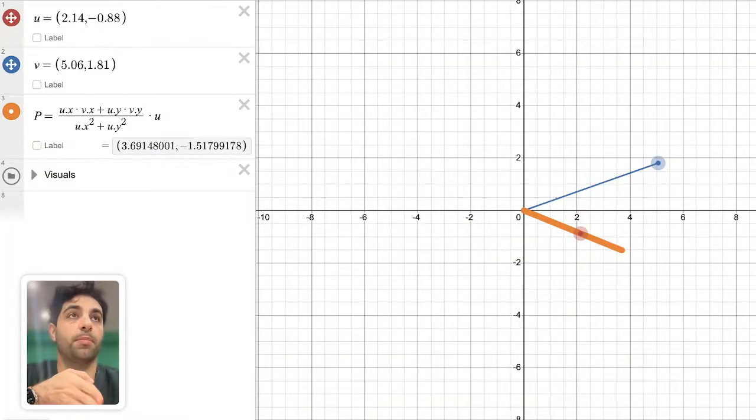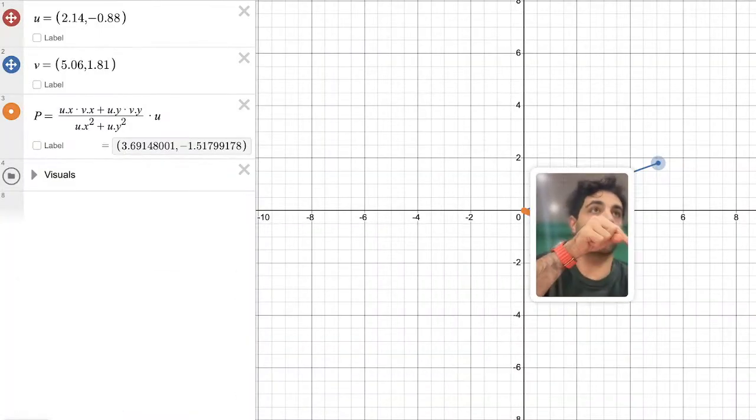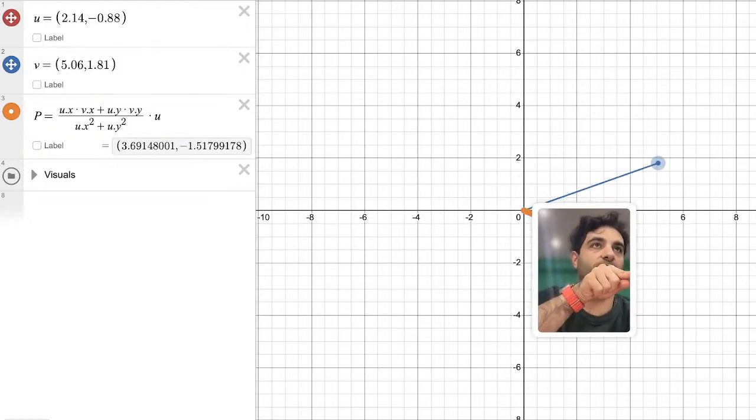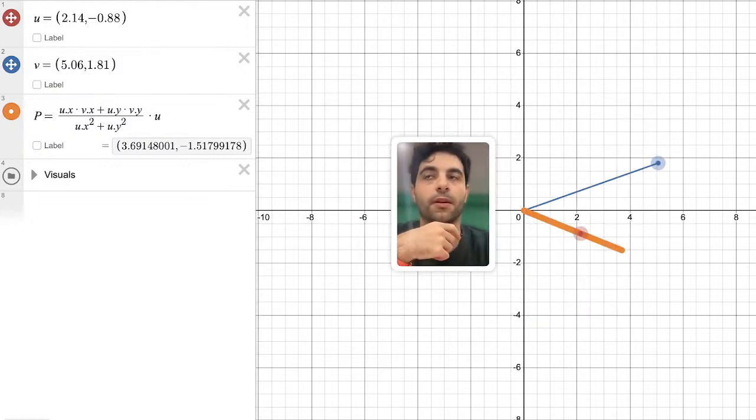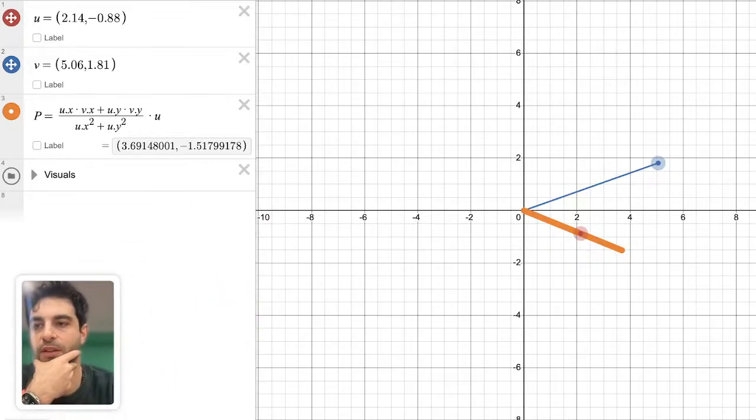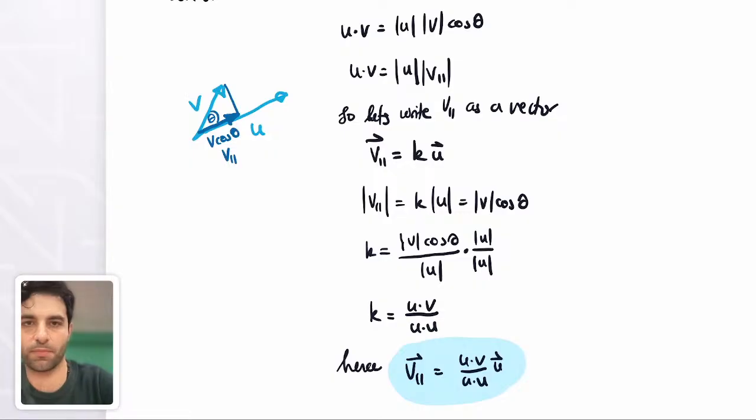right? If you wanted the perpendicular version, by the way, like if you wanted the perpendicular vector, the vector from here to here, obviously you could just subtract that vector from that vector, and then you could get the perpendicular one. Okay, so that's something else you can do. So just be aware of that. So this is how you project one vector onto another. All right, so that's pretty much it.